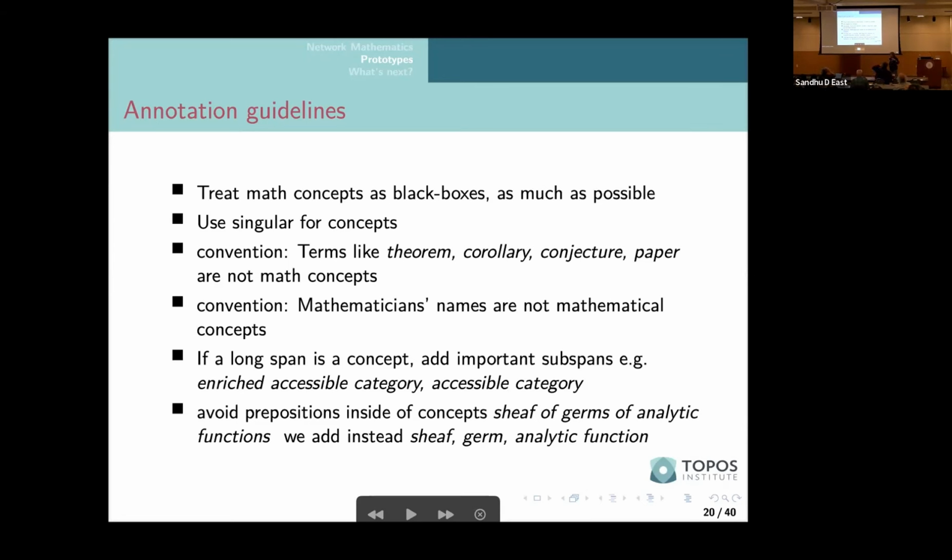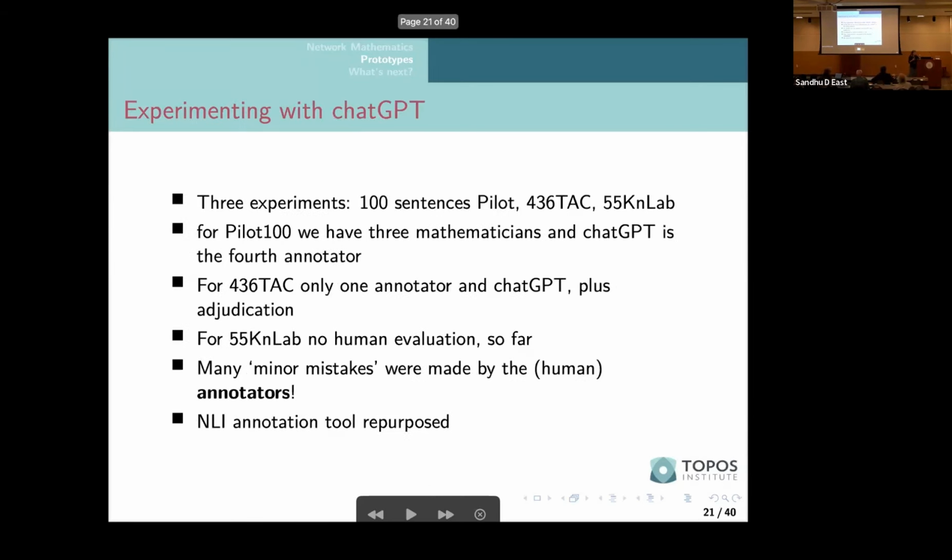You don't want to count on a mathematician to know what the concept is. Because, of course, as I was saying, we don't know what the concepts of the mathematician sitting next to you are. And then we have a collection of difficulties that come with this business of treating the concepts as black boxes.